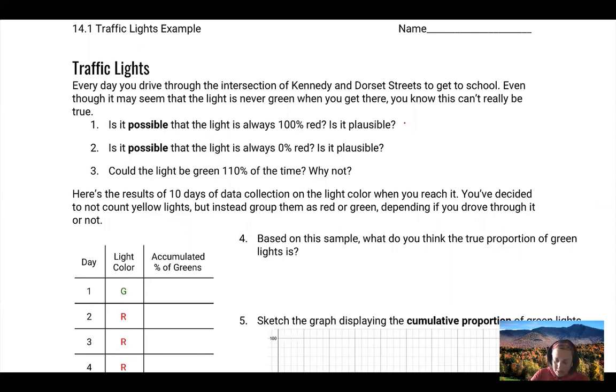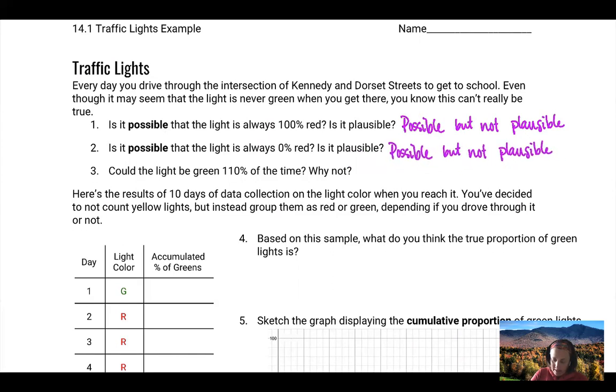So we could say possible, but not plausible. Is it possible the light is always 0% red? So 0% would be a possible probability. However, that also is not plausible. Let's just say possible, but not plausible. Could the light be 110% green?